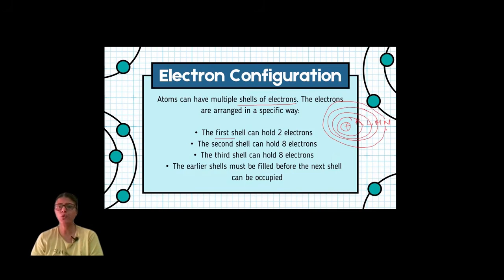The first shell can hold 2. K can hold 2 electrons. L can hold 8 electrons. And again, the third shell, 8 electrons. And N, you can see up to M is okay. No need to take N. So 2, 8, 8. We will fill like this, 2, 8.